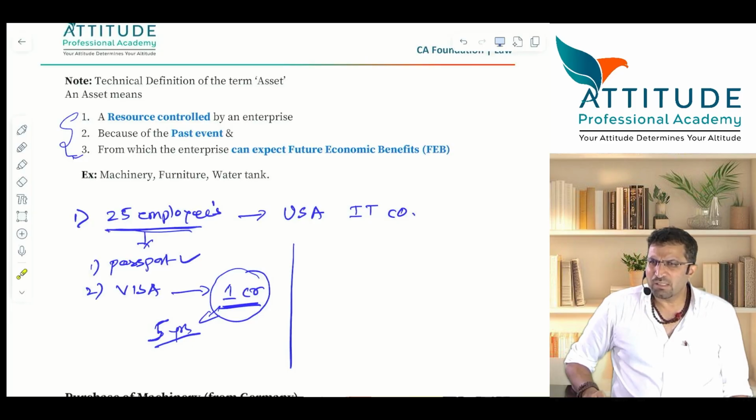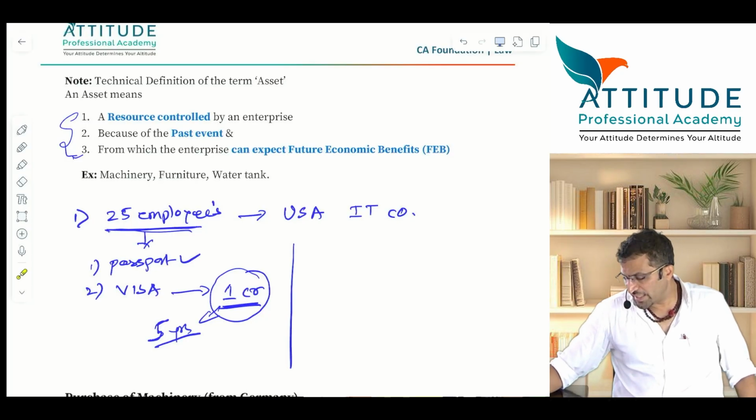How? Now, if you don't like the US, can you leave the job the very next day? Yes. So I can't control the employees. Please try to understand. Employees are not under your control.